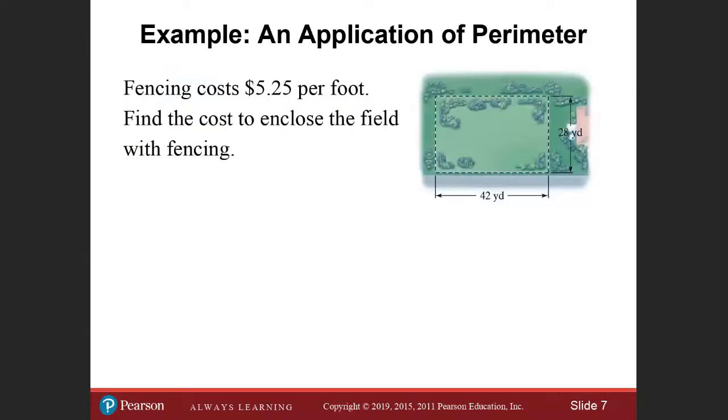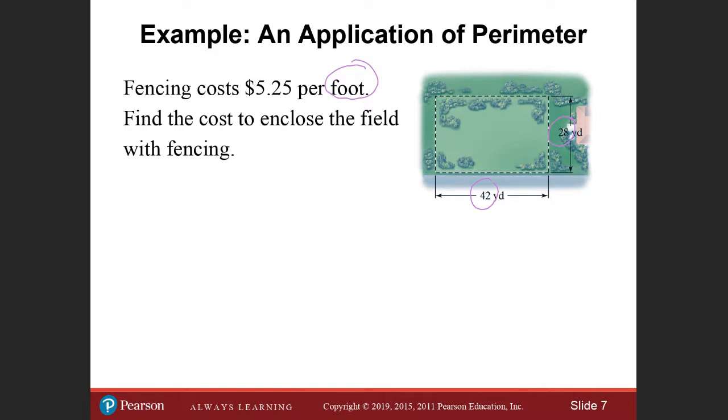Okay, let's have an example here. This is an application of the perimeter. Fencing costs $5.25 per foot. Find the cost to enclose the field with fencing. You're given the dimensions of the rectangular field: 28 and 42, but this is in terms of yards, and note that the cost is in terms of feet. So we need to match the units up.